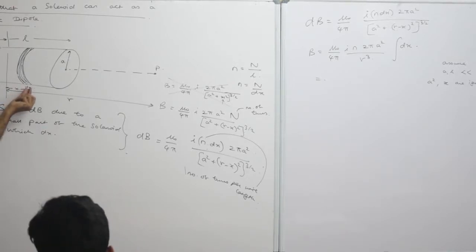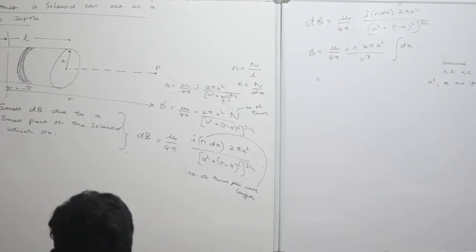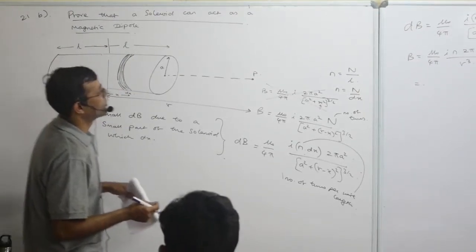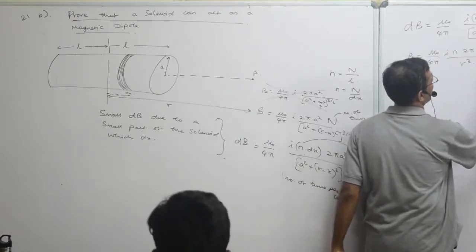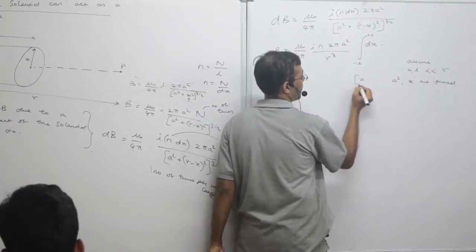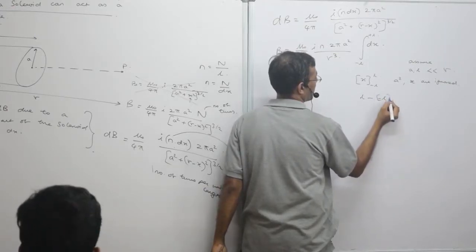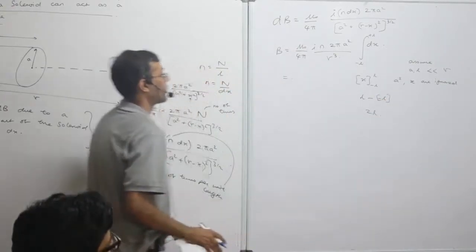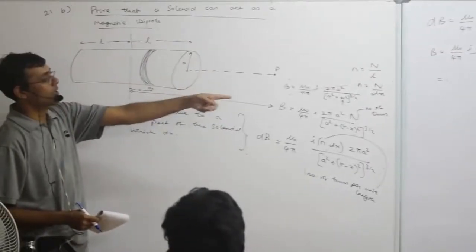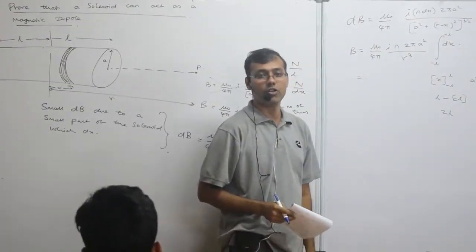If I integrate this small dx from here to here, what will be the total length? 2L, right? Simple. So it's minus L to plus L. So you will get 2L. So I have to integrate from minus L to plus L. If you have a doubt, you can go by mathematics, or else you can simply see this physically. If I add all the small lengths, I will get 2L. Or you can do it by mathematics, upper limit minus lower limit, substituting L and minus L, which gives 2L. Okay, following that?